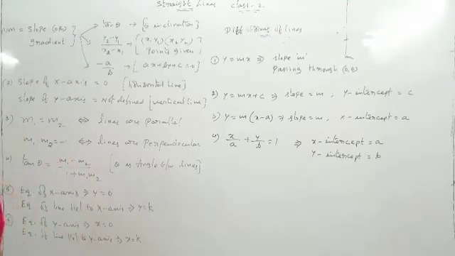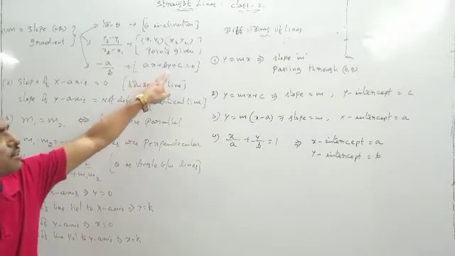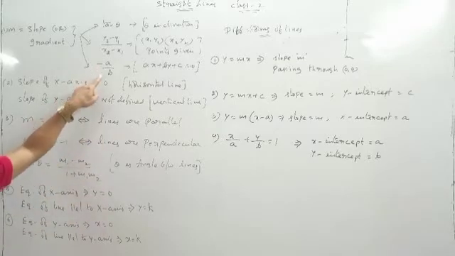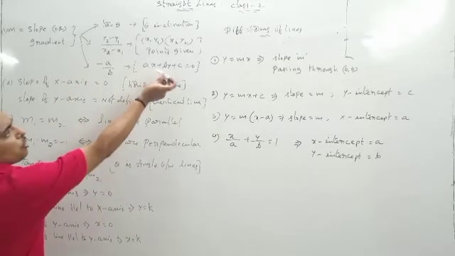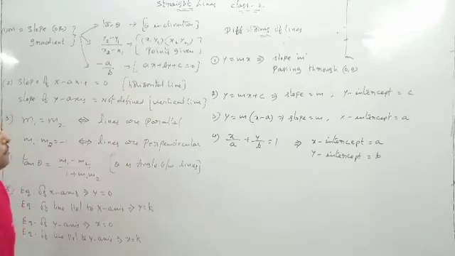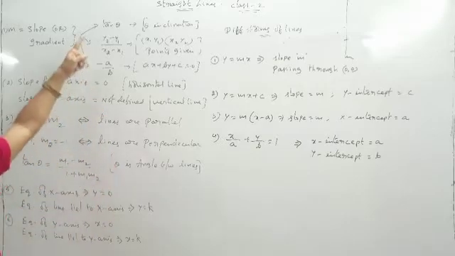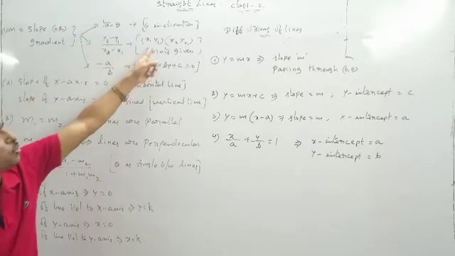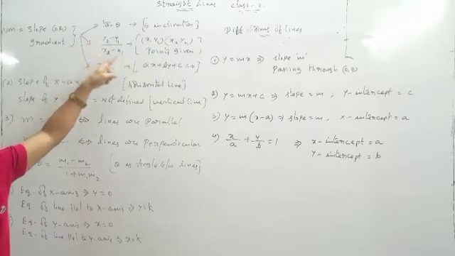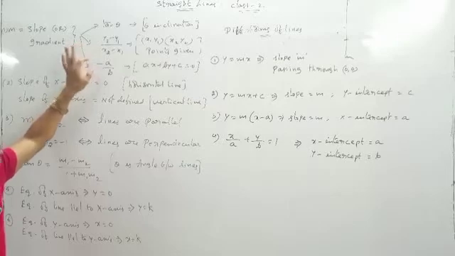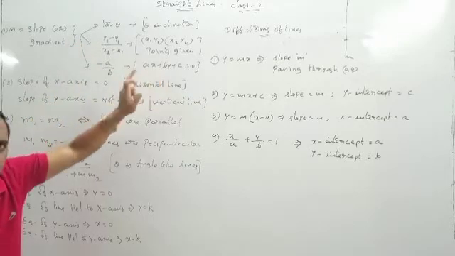When 2 points on a line are given, (y2 minus y1) by (x2 minus x1) is the slope. And if a line is of the form ax plus by plus c equals 0, then the slope is minus a by b, minus of x coefficient by y coefficient. So these are the three different forms to find slope: tan theta when inclination is given, (y2 minus y1) by (x2 minus x1) when 2 points are given, and minus x coefficient by y coefficient for this type of line.